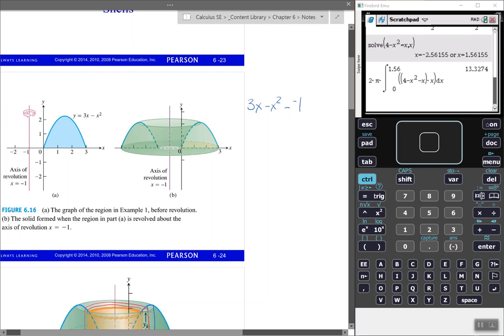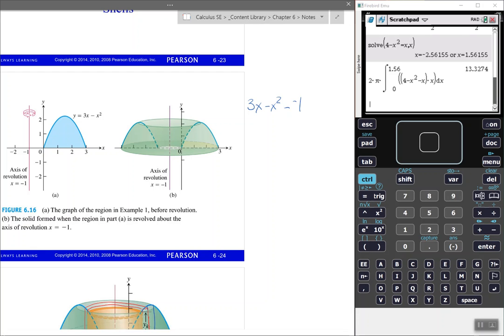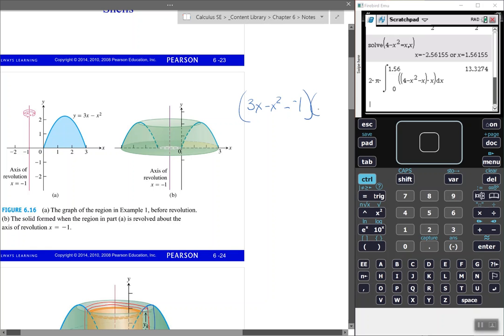So when you have an axis of rotation that is not the x or y axis, you just subtract it off in the correct order, like you would be finding an area. So the right minus left, top minus bottom, whatever it might be. So if the axis of rotation was like 4, it would be 4 minus the function 3x minus x squared, since 4 is to the right of the function. The process from there is the exact same as we've been doing. So this would be our radius, our height would be x, and then our limits, same thing from the x-axis.